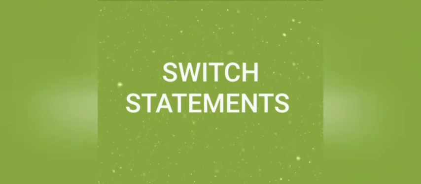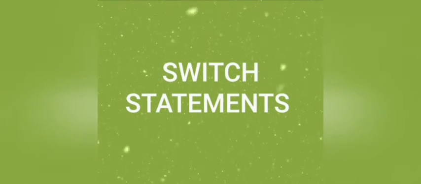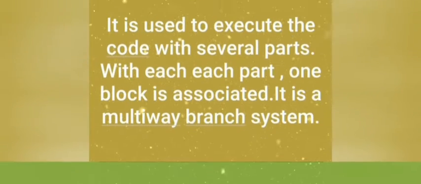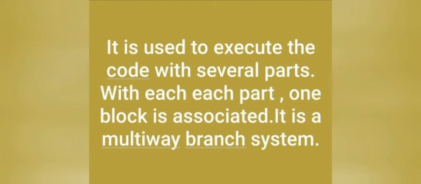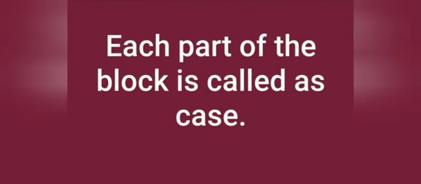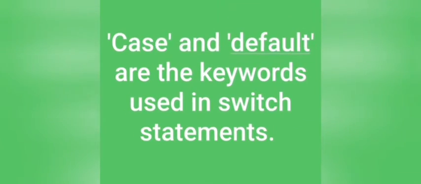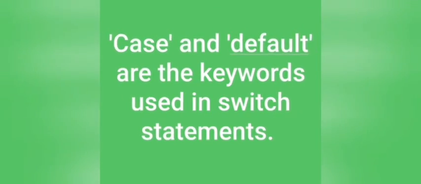In today's video, we will be learning about switch statements along with their codes. Switch statement is used to execute the code with several parts. With each part, one block is associated. It is a multi-way branch system. Each part of the block is called a case. In switch statement, case and default are the only keywords which are used, case being the compulsory keyword and default being the optional keyword.